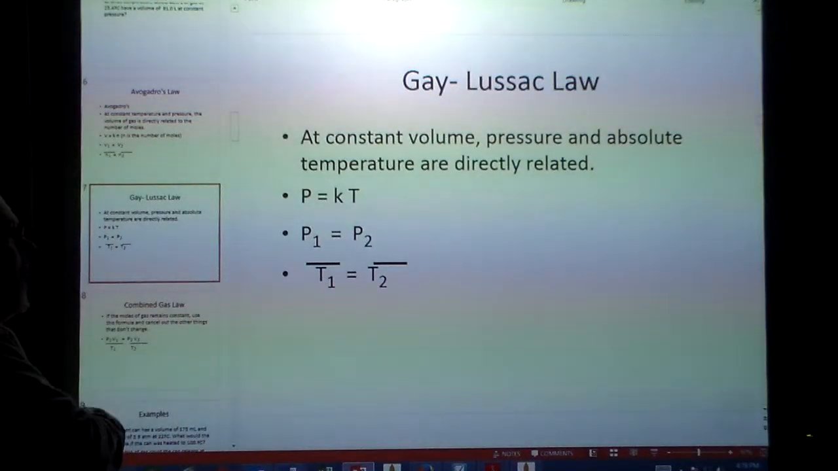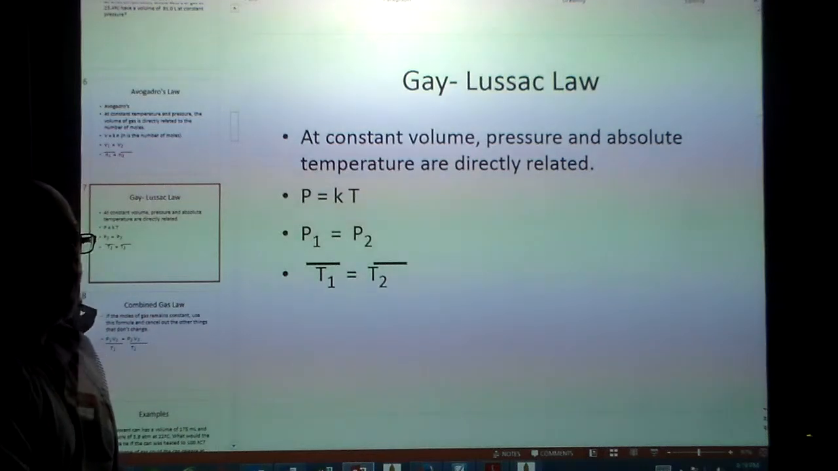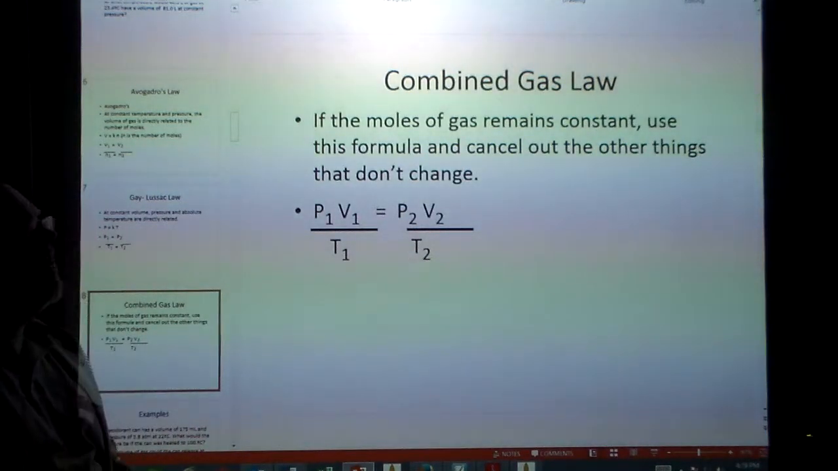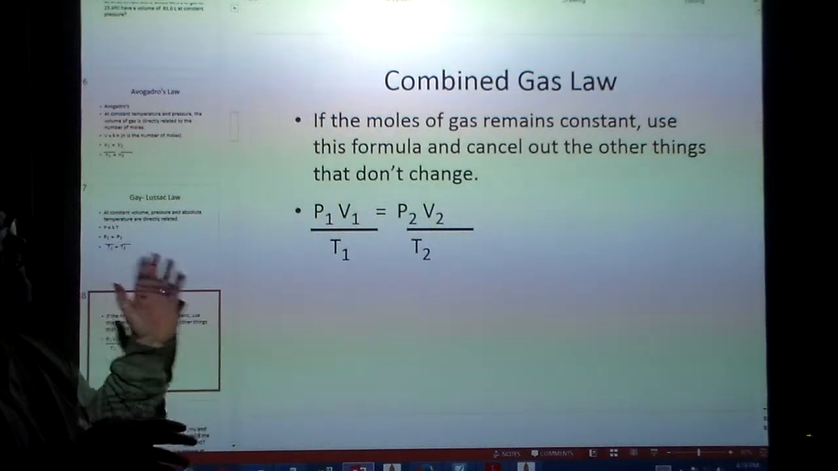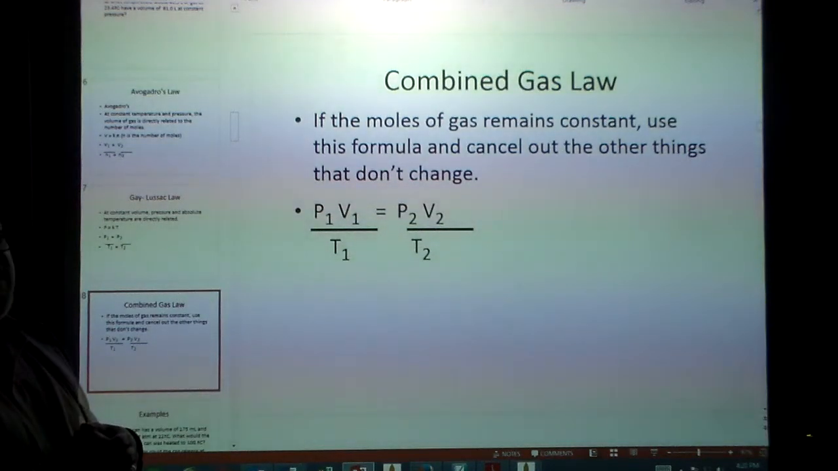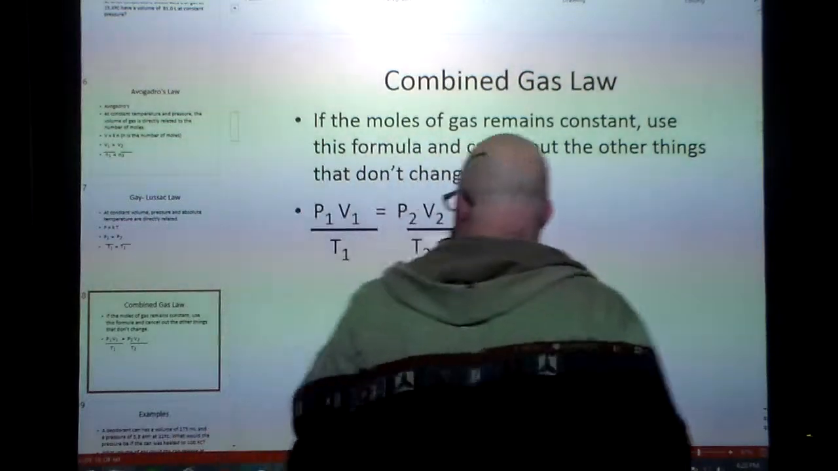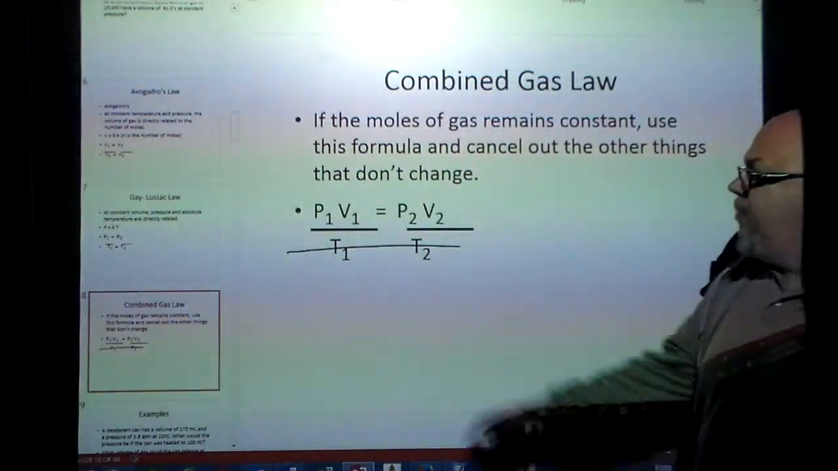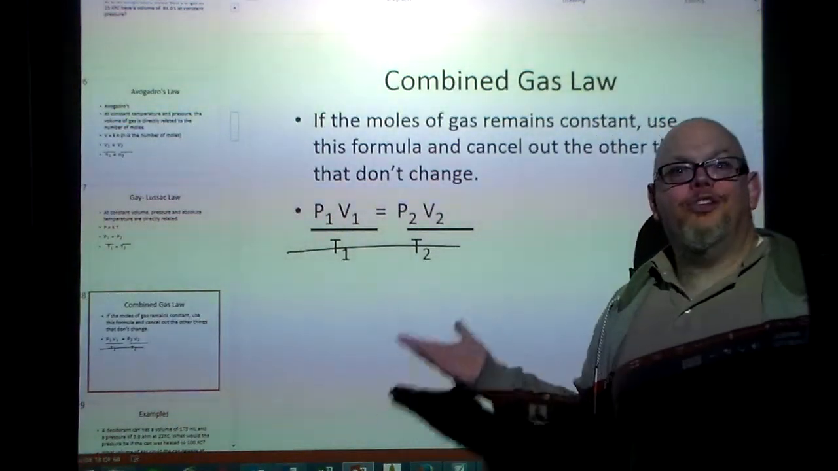Now, I'll be honest with you, I couldn't keep track of which law belonged to which. So I like this one. This one is very straightforward. It's the combined gas law. If we keep the number of moles of gas the same, we can use this formula and cancel out the other things that don't change. So if we keep the temperature the same, we have P1 times V1 is equal to P2 times V2, or Boyle's law.